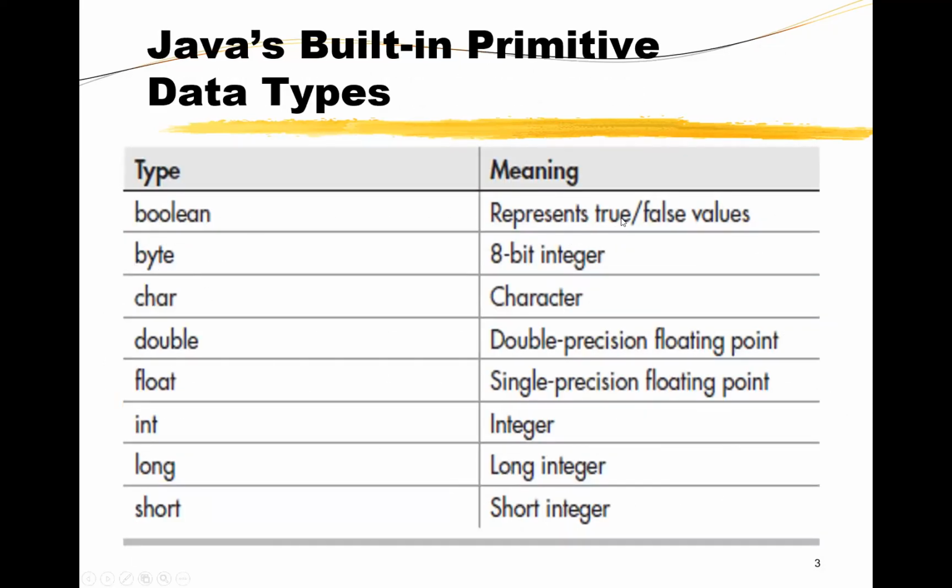Now the primitive data types. Boolean is used to store true false values. Byte is an 8-bit integer. Char is used to store characters. Double is for double precision floating point. Float is single precision floating point. Int is integer, long is long integer, short is short integer. From that you can see byte, short, int, long are integer types, which we use for whole numbers.